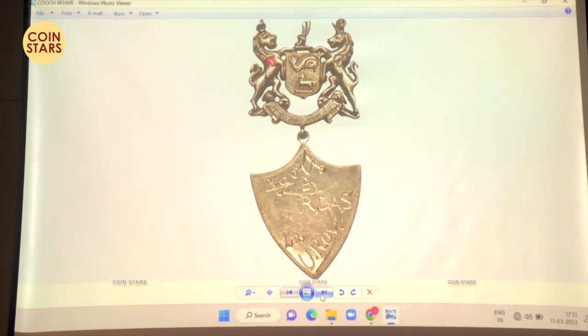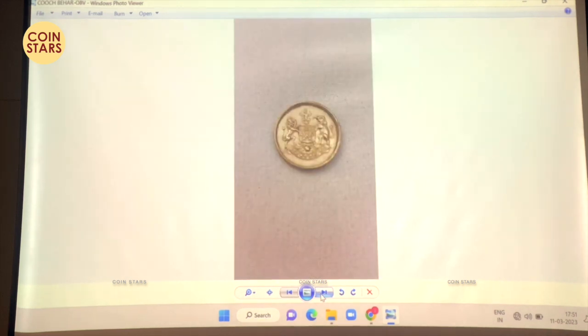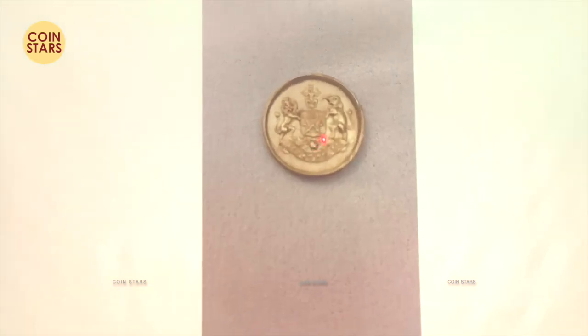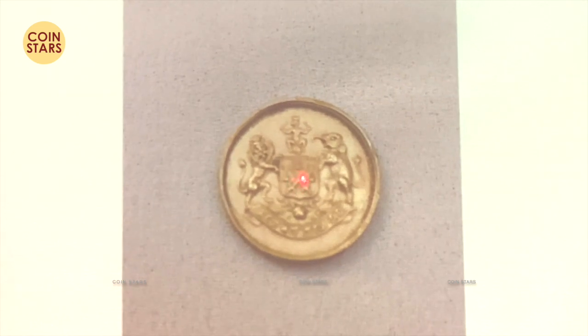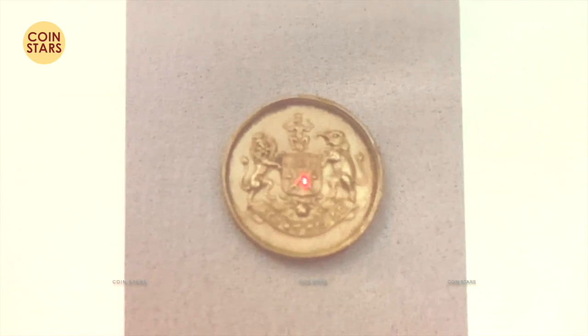West Bengal. This dolphin here in the river, and lion with a crown and the horse also with a crown. Next. This is Kuch Bihar. This is a coin of half rupee.